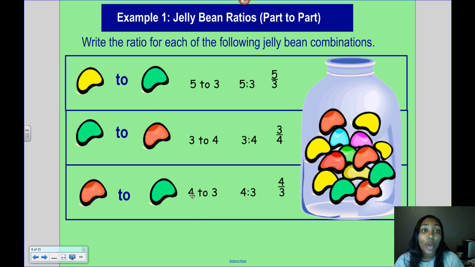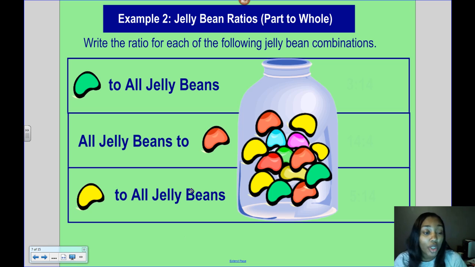order. And we would say that these are all examples of part-to-part ratios because they are comparing part of one group to another part of the group. So we're comparing part of the jelly bean group to another part, or one color in the jelly bean group to another color. So this is a part-to-part ratio.